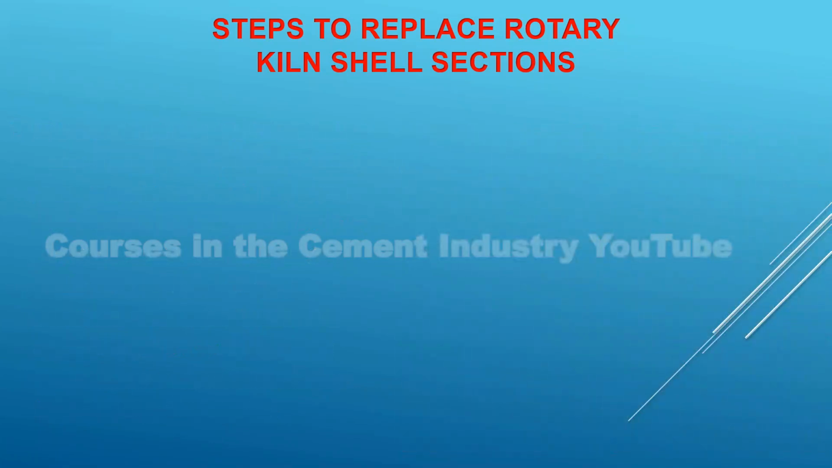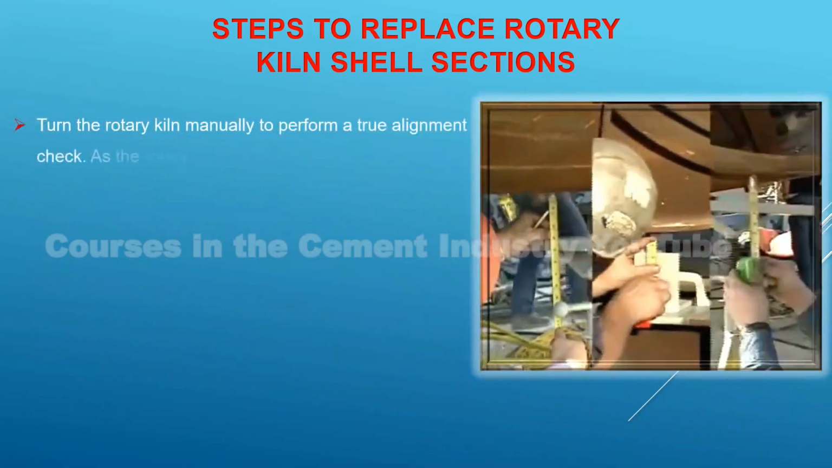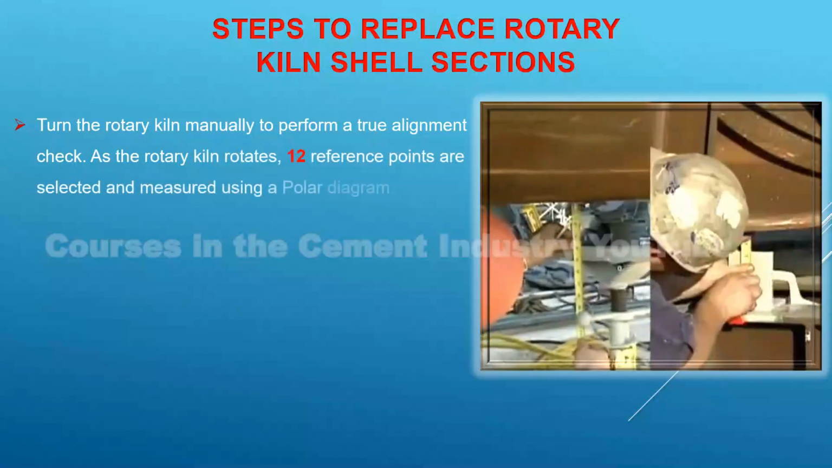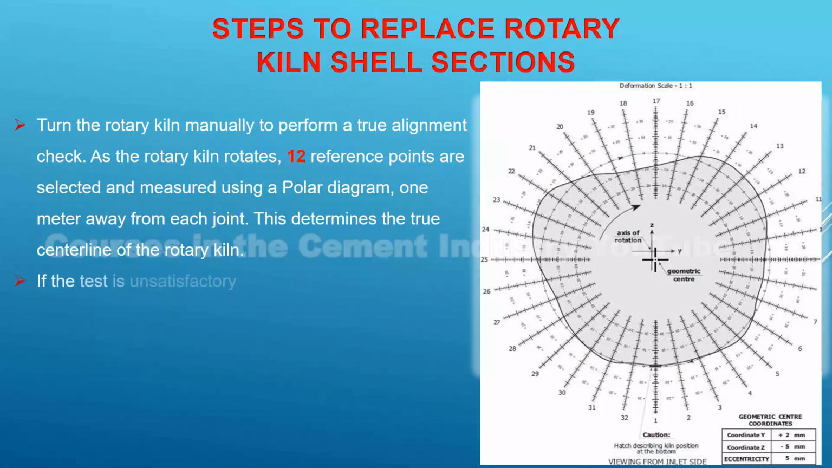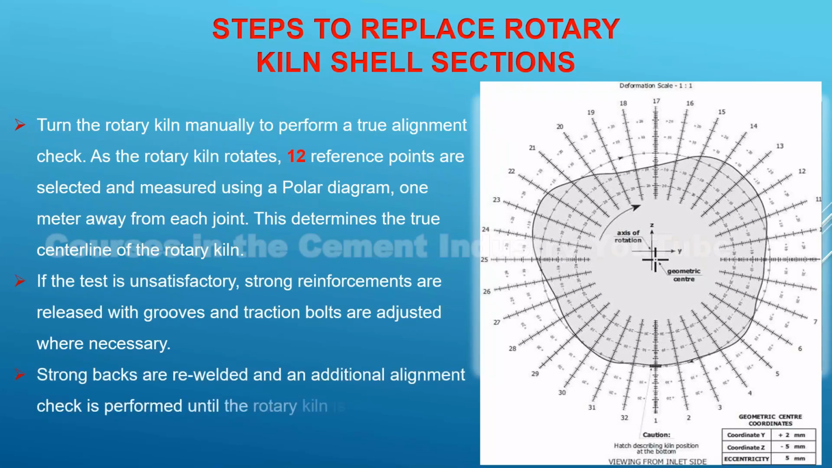Step 16. Turn the rotary kiln manually to perform a true alignment check. As the rotary kiln rotates, 12 reference points are selected, and measured using a polar diagram, 1 meter away from each joint. This determines the true center line of the rotary kiln. If the test is unsatisfactory, strong reinforcements are released with grooves, and traction bolts are adjusted where necessary. Strong backs are re-welded, and an additional alignment check is performed, until the rotary kiln is within tolerance.